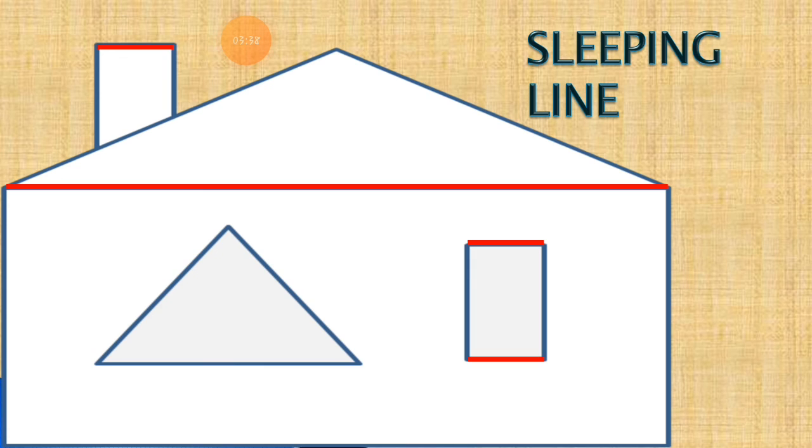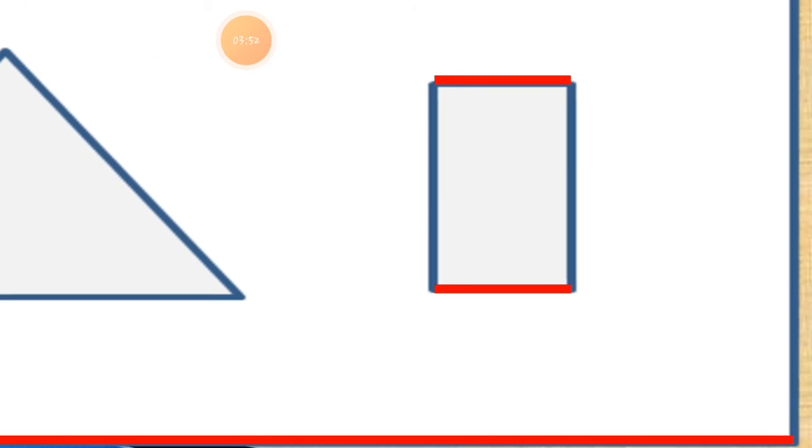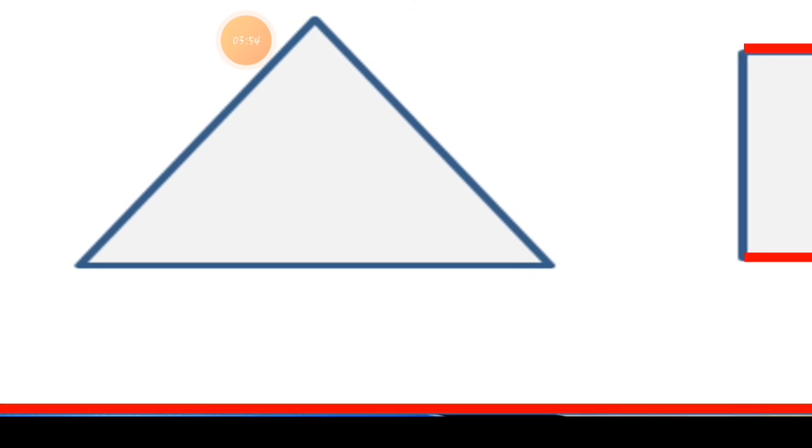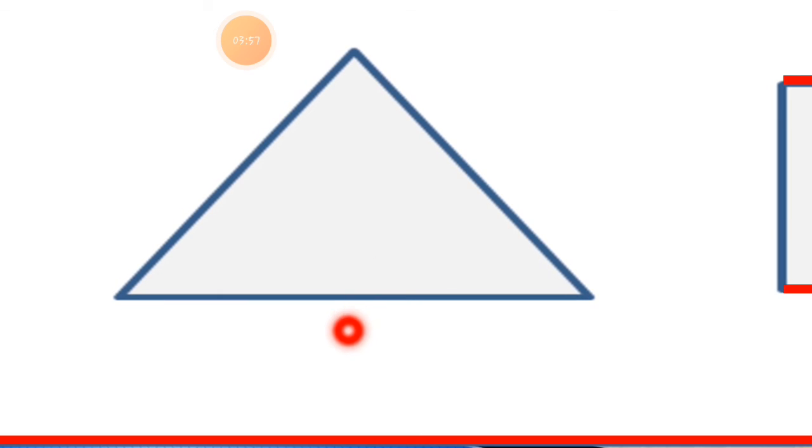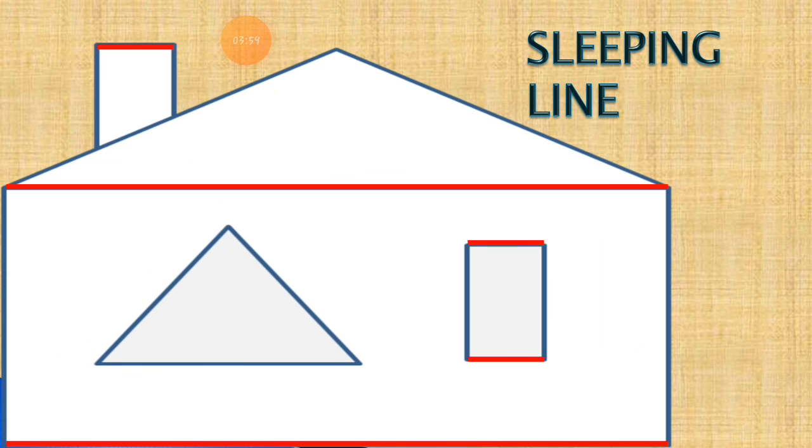Now can you find any other sleeping line from the given picture? Yes, I can see one more at the bottom of this picture. If you see this, I zoom around it for you. See this line at the bottom here. This is the sleeping line at the base of this picture.